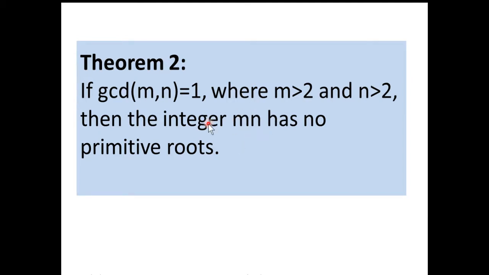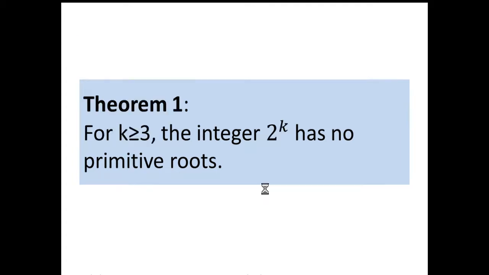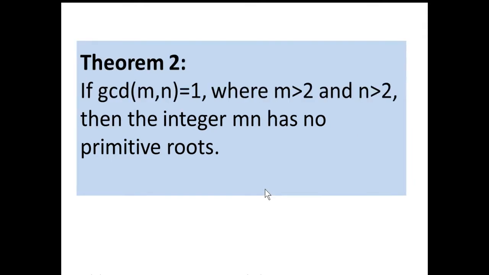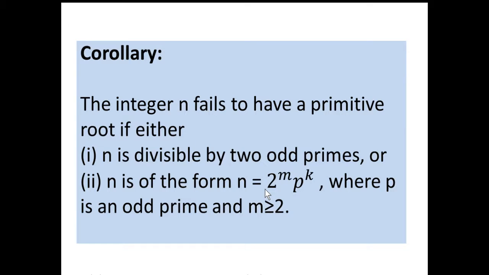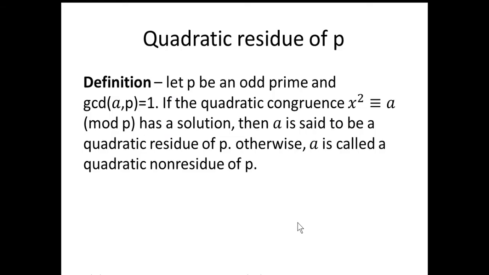The result says that if m and n are relatively prime and m and n are both greater than 2, then the integer mn has no primitive root. So here we are just seeing different results where you have been given numbers of different forms that do not have any primitive root. Now, the integer n fails to have a primitive root if either n is divisible by 2 odd primes or n is of the form 2 to the power m times p to the power k, where m is greater than or equal to 2.